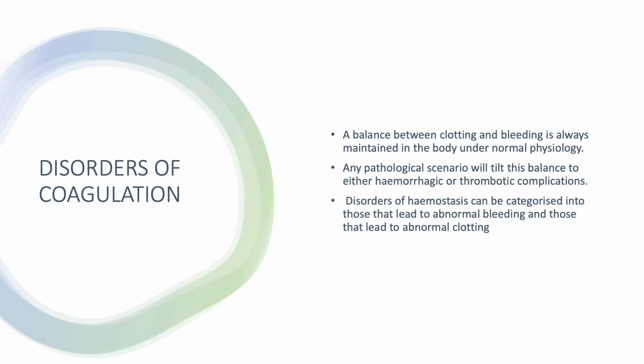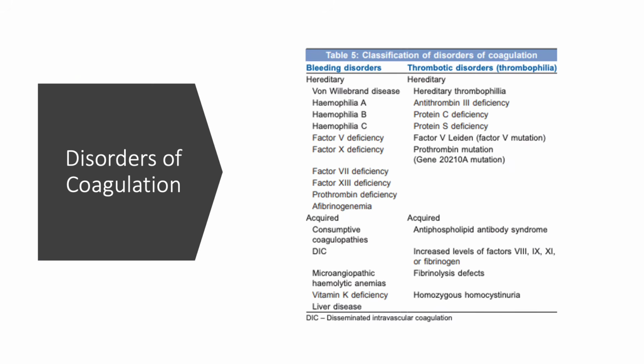Disorders of coagulation: a balance between clotting and bleeding is always maintained in the body under normal physiology. Any pathological scenario will tilt the balance to either hemorrhagic or thrombotic complications. Disorders of hemostasis can be categorized into those that lead to abnormal bleeding and those that lead to abnormal clotting. So these are the disorders of coagulation, with the bleeding disorders and the thrombotic disorders.